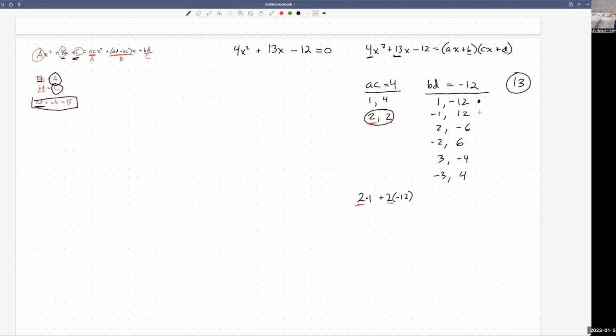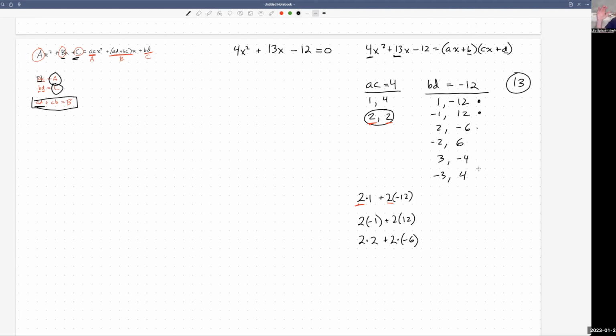So I did it with the first pair of factors. I'm going to try it with this one, where I'll take 2 times -1 plus 2 times 12. And again, I'm not getting anything useful. This is 24 minus 2. It's not 13. Let's just do one more. 2 times 2 plus 2 times -6. We get 4 minus 12, which is -8. So again, that's not going to work.